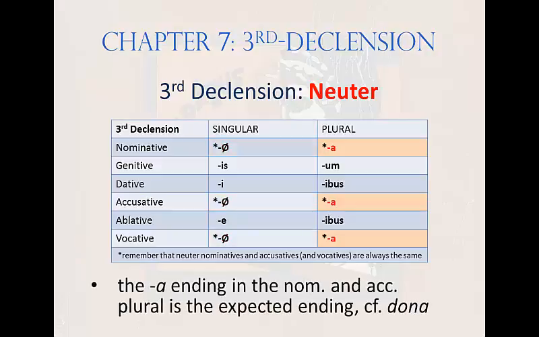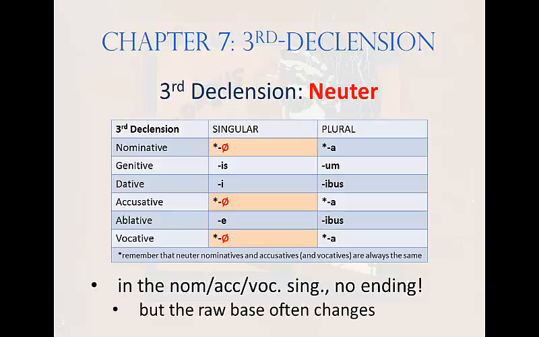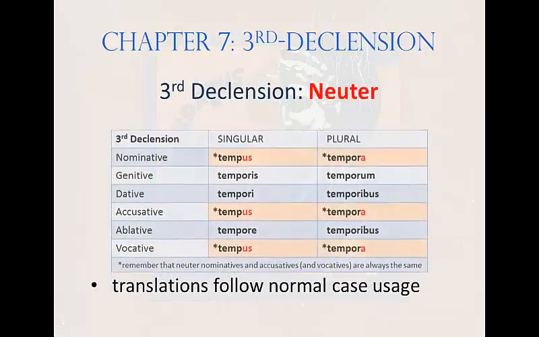Let's look at the plural first. In place of the -es found in the nominative and accusative plural of the masculine and feminine, there is an -a. In the singular, the neuter nominative and accusative utilize no ending at all. That was an Indo-European trait inherited by Latin. But that does not mean the raw base simply sits there, because many of the bases in their raw form were considered unpronounceable by the Romans. These lonely bases often change form. Let's look at an example of that.